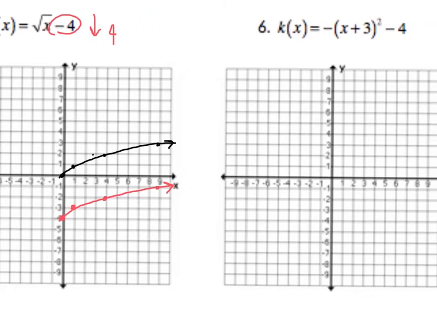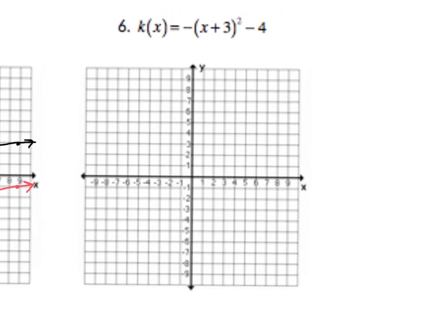Okay, so now it's time to put it all together. Looking at number 6, the parent function would just be x squared. So I'm going to go ahead and graph that here in black again.